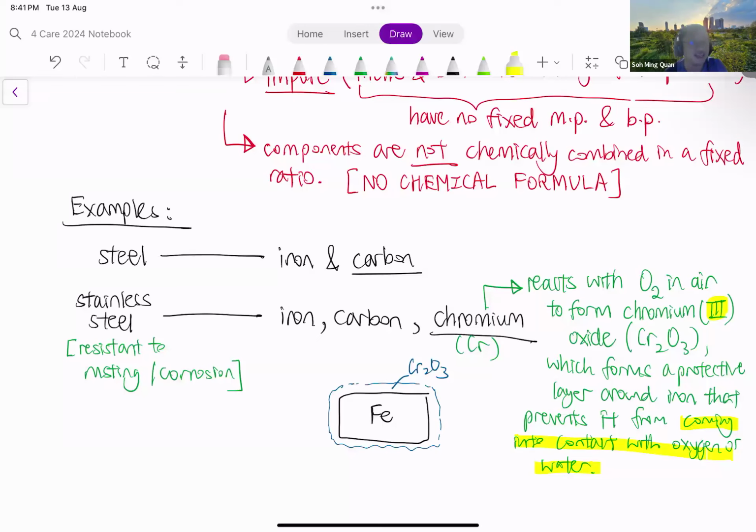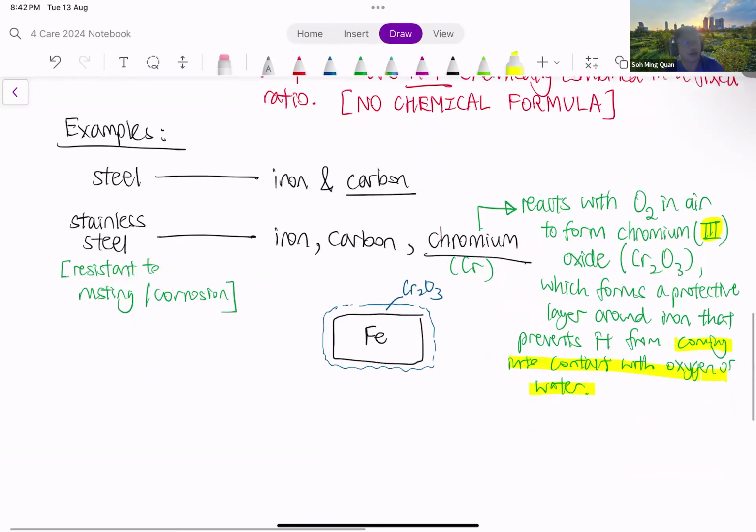Right? So this is how stainless steel works. And stainless steel is an alloy. It's a mixture of iron, carbon, and chromium. Now, the iron, carbon, and chromium may not be in a fixed ratio, right? So depending on what kind of stainless steel you are making, you may actually use more chromium or less chromium. You may actually use more carbon or less carbon.